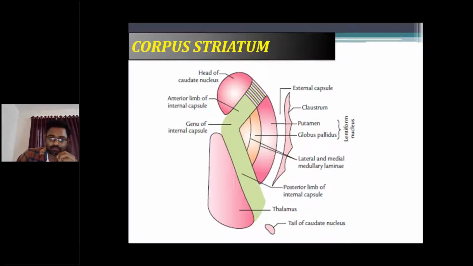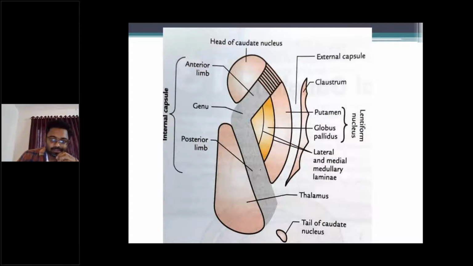A similar picture: caudate nucleus, lentiform nucleus, anterior limb, genu, and posterior limb of internal capsule. This is the thalamus. Observe the lentiform nucleus here. This is the lateral or external medullary lamina, which divides the lentiform nucleus into the outer putamen and inner globus pallidus.